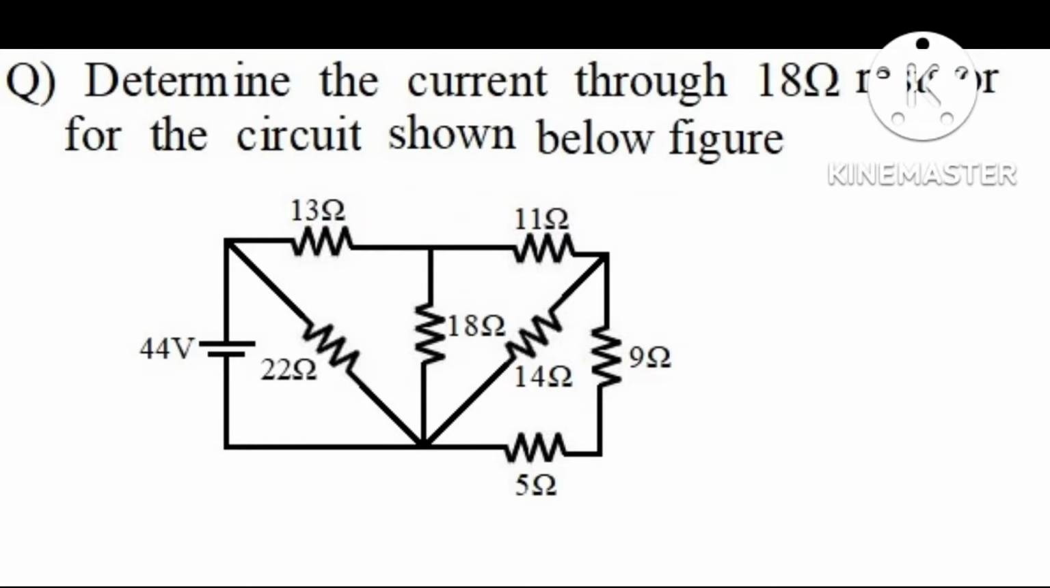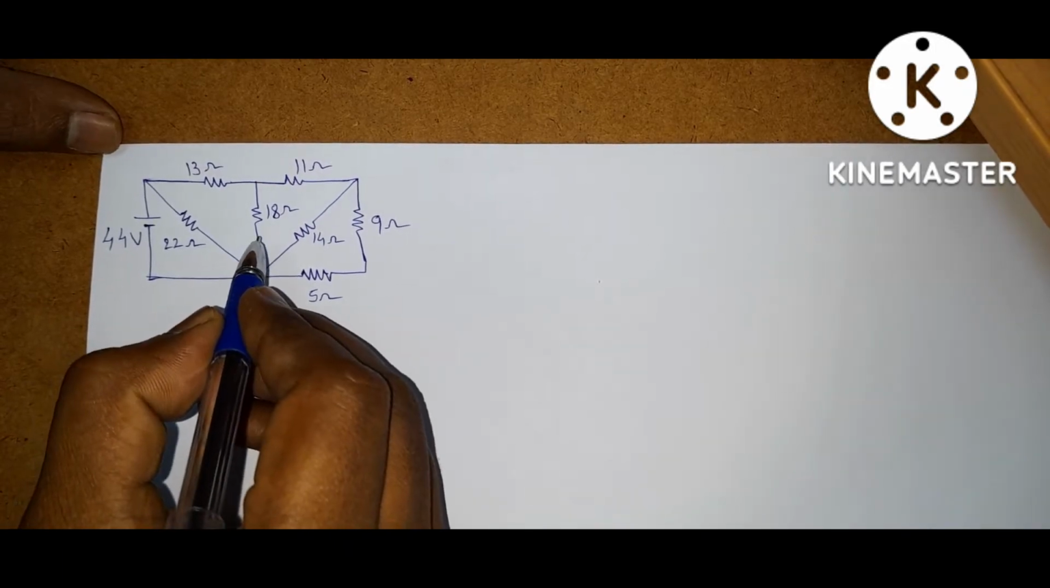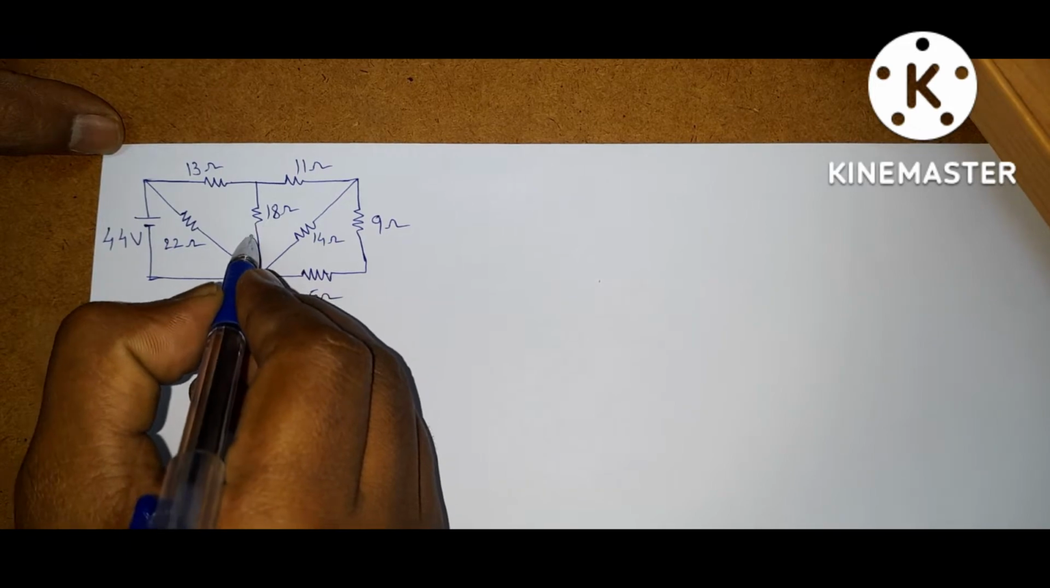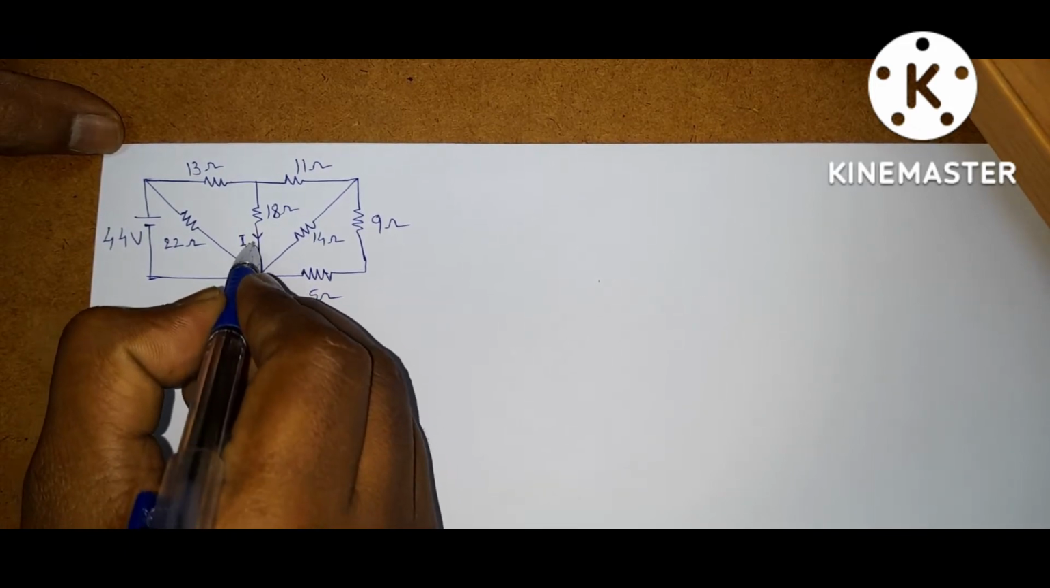Hello everyone, we are solving problems on the basic concept. In that, the next question is: determine the current through the 18 ohm resistor for the circuit shown in the below figure. This is the given circuit. In the given question, what he is asking is the current flowing through the 18 ohm resistor, let it be Ix.